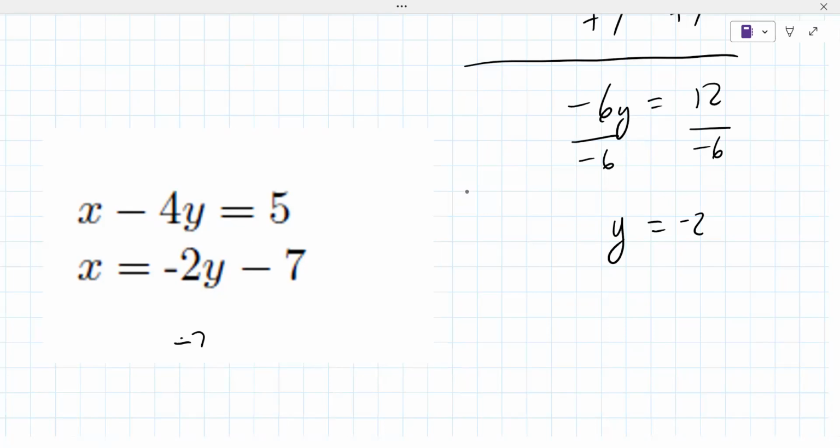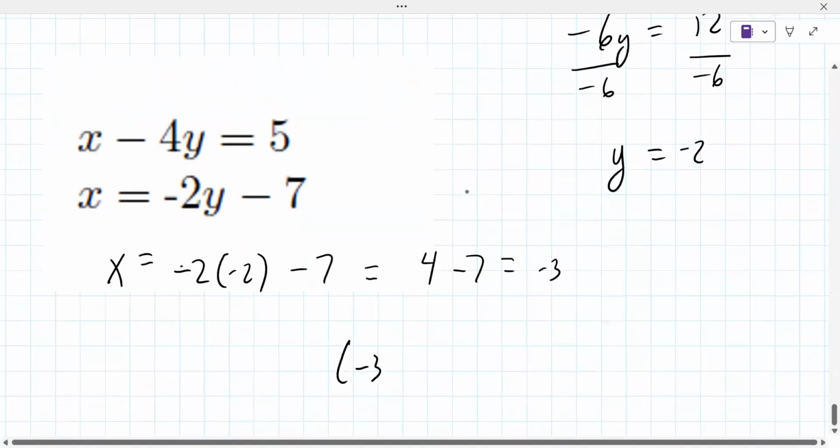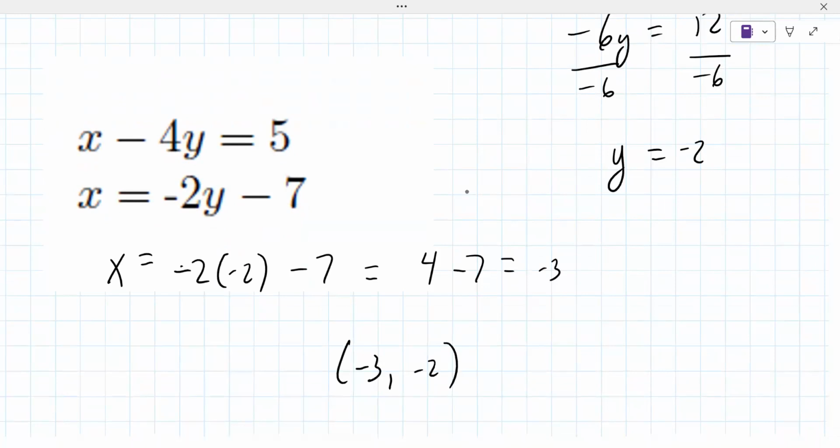So in this case, it'd be like minus 2 times minus 2 minus 7. Minus 2 times minus 2 is 4. 4 minus 7 is minus 3. So again, you write X before Y, minus 3 comma minus 2, like that.